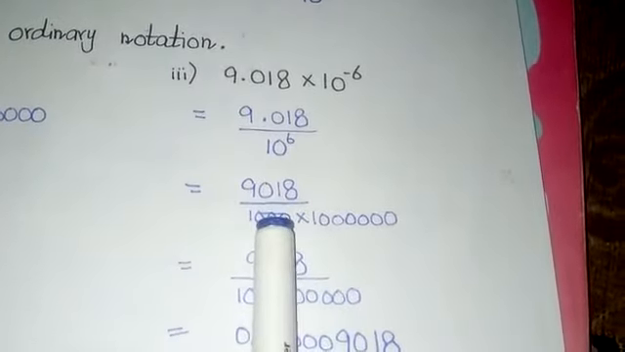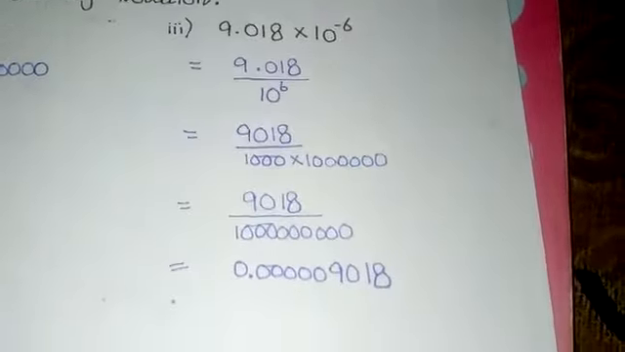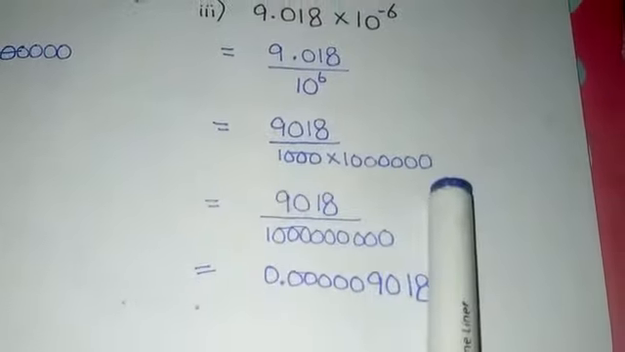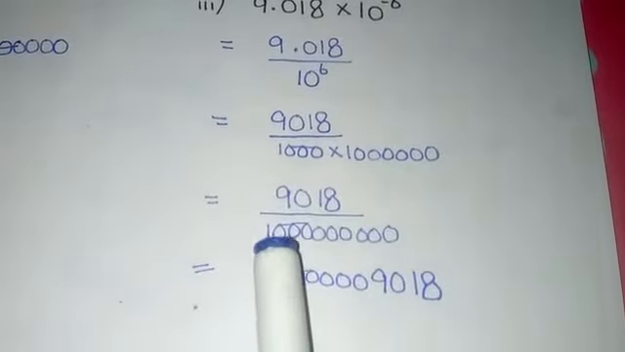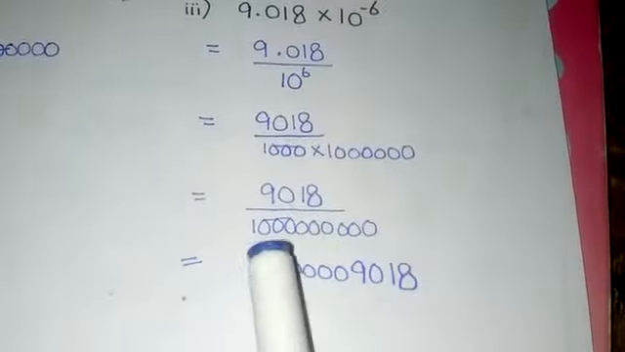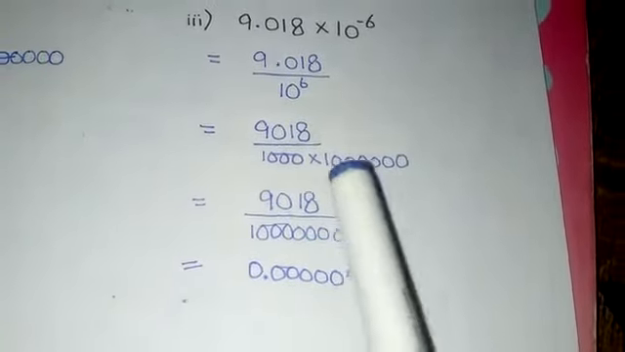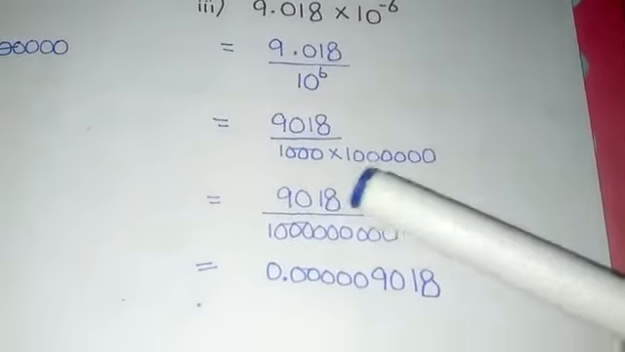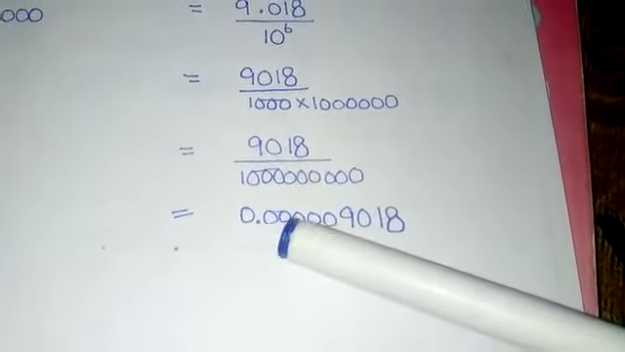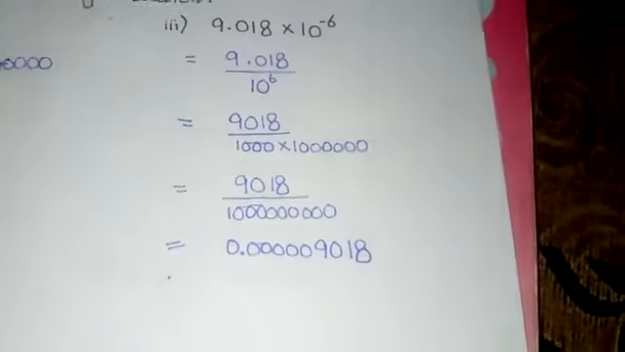Now this 1000 is multiplying with this. So after multiplication of these two numbers, here we have 9 zeros. 3 and 6 are 9. So 1, 2, 3, 4, 5, 6, 7, 8, 9. Now you can divide this number by this and we get 0.00009018. This is the simple method.